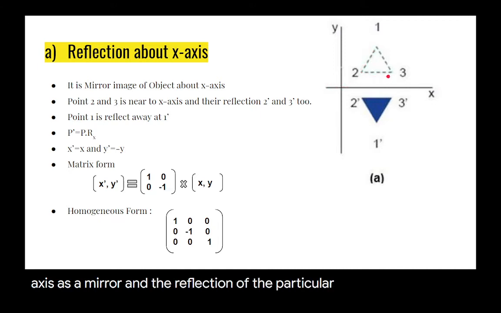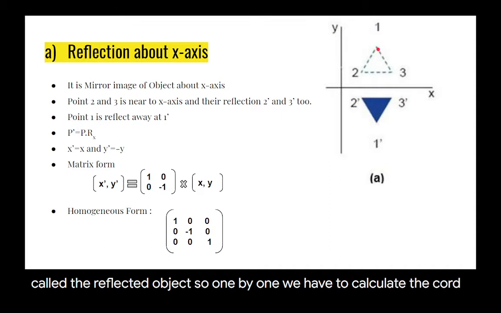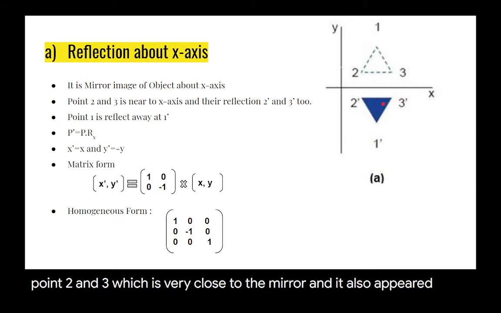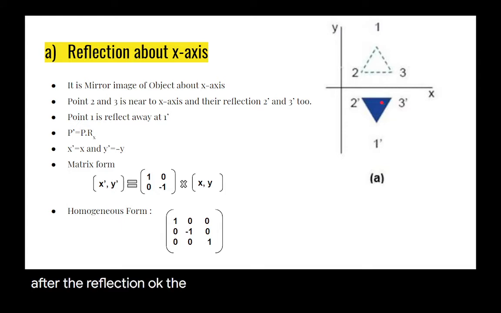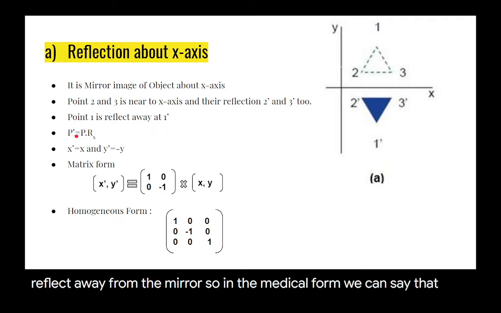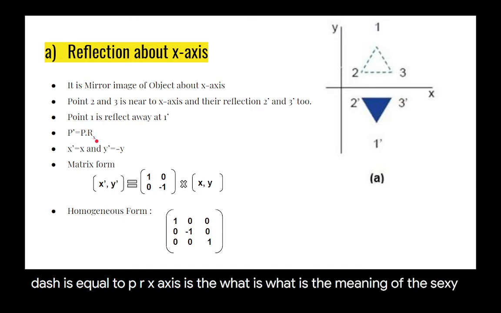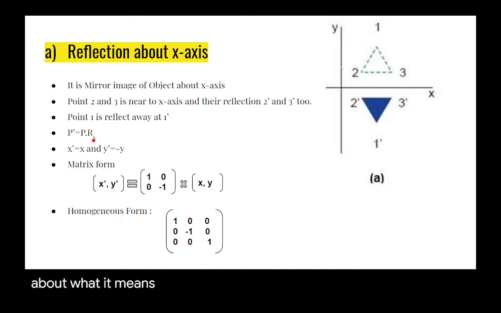The reflection of that particular object is called the reflected object. One by one we have to calculate the coordinates of each point after the reflection. Obviously, the points 2 and 3, which are very close to the mirror, also appear close after the reflection. The points which are very far away from the mirror reflect away from the mirror. In numerical form we can say that P dash is equal to P dot Rx. Here x means reflection about the x-axis.